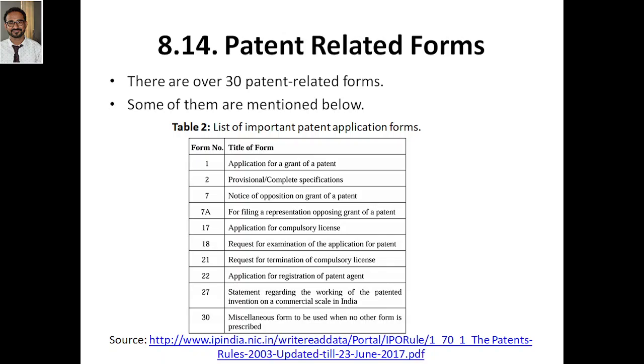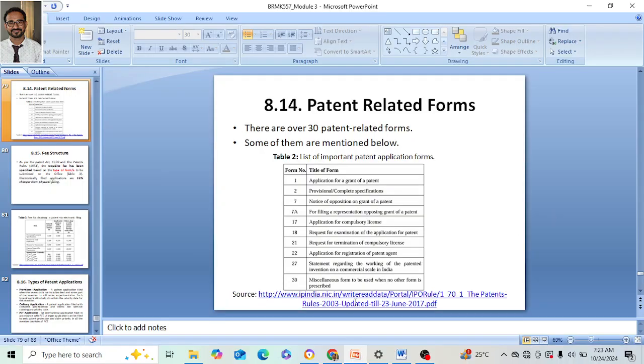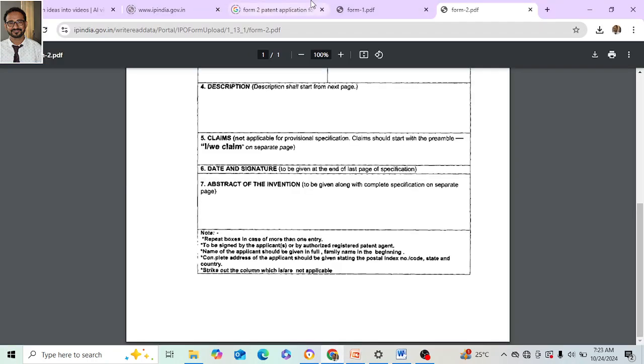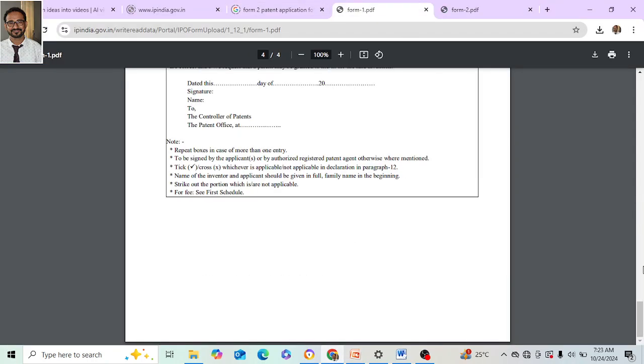So there are over 30 different related forms. Some of them are mentioned below, which are nothing but very important patent application forms. The first is the application for grant of a patent, that is Form number 1. I guess we have discussed Form number 1. Let me just see if it is there. Yes, Form number 1, this is how it is.